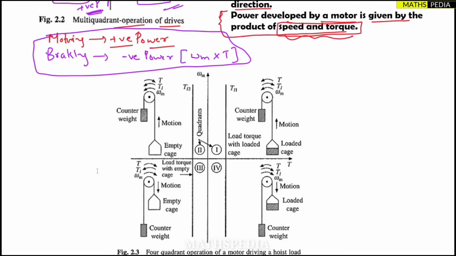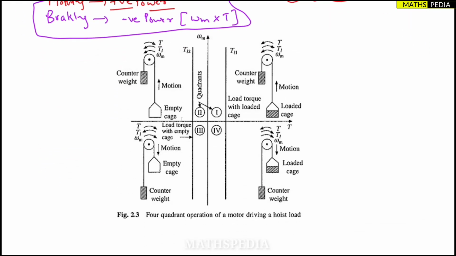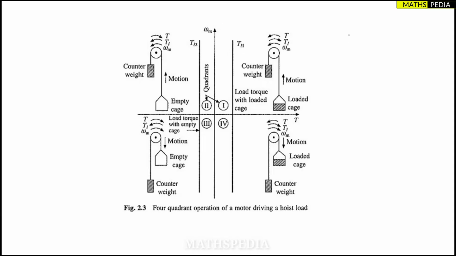Okay, let us go for a hoist load. This is the most important thing from an examination point of view. Let me explain what this hoist load is. They will be asking you about four quadrant operation of a motor driving a hoist load. This is the most important question they ask. Here also we have four quadrants.